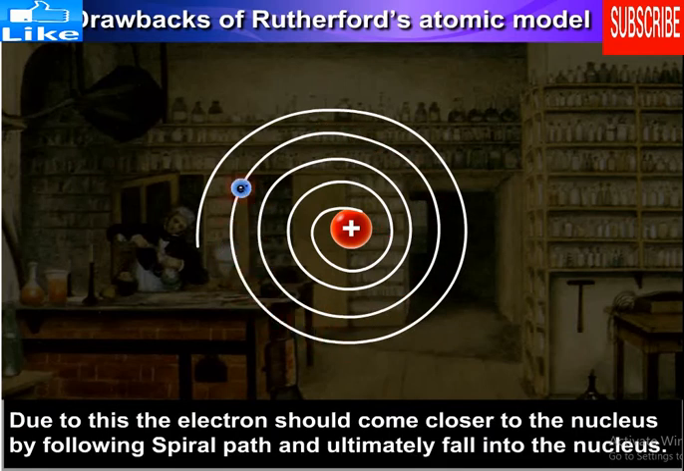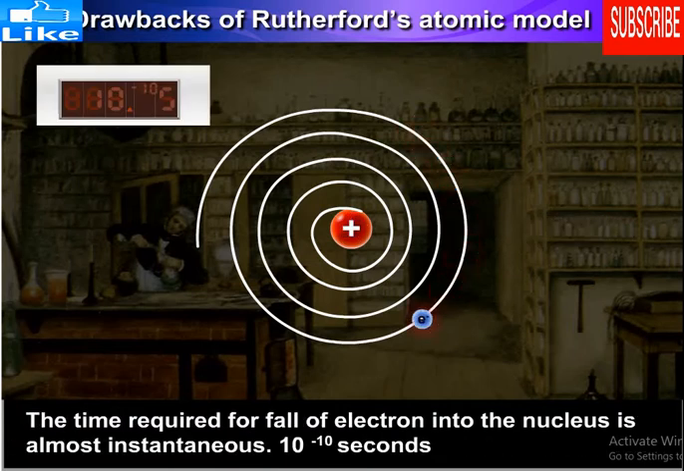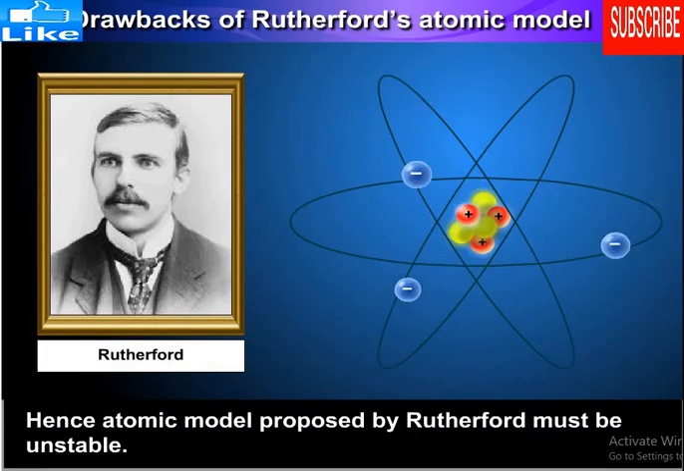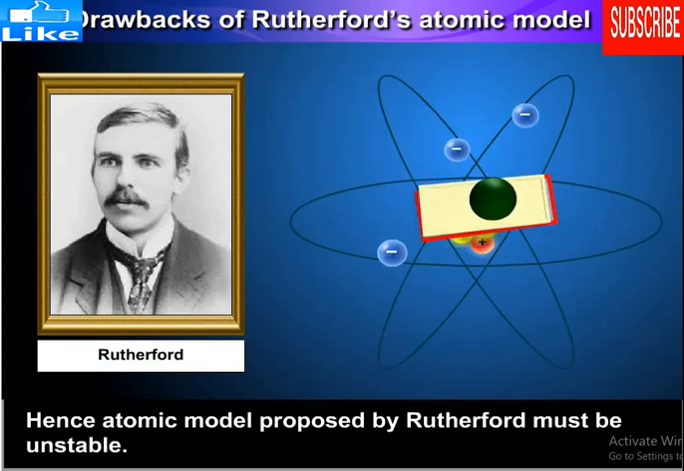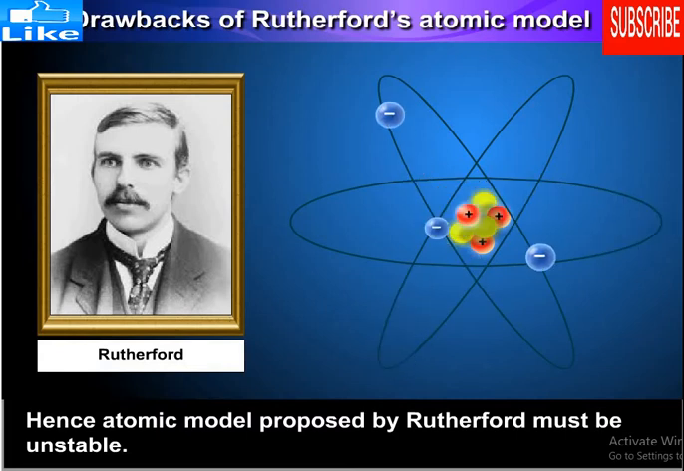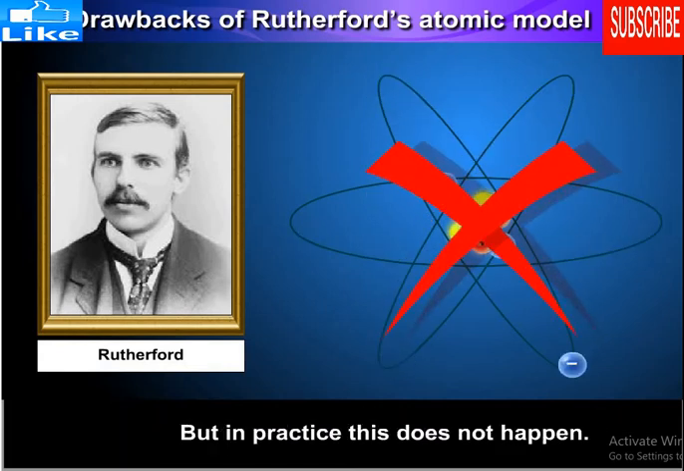Due to this, the electron should come closer to the nucleus by following spiral path and ultimately fall into the nucleus. The time required for fall of electron into the nucleus is almost instantaneous, 10^-10 seconds. Hence, atomic model proposed by Rutherford must be unstable. But in practice, this does not happen.